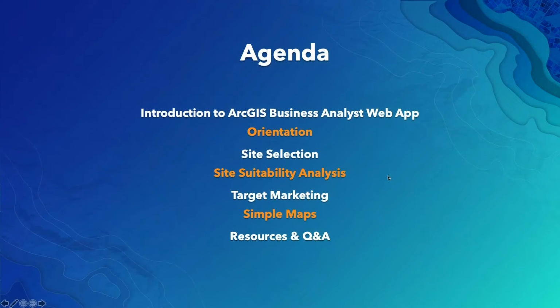On our agenda, we have 6 areas that we're going to cover, as well as a question and answer section at the end. You'll see that 3 of the agenda items are shown in orange font, as these are our demo sections. First, I'll start with an introduction of the ArcGIS Business Analyst Web App. Second, Praveen is going to take over and give a demo orientation of the Business Analyst Web App, including topics like logging in, accessing recent projects, searching, infographics, and more.